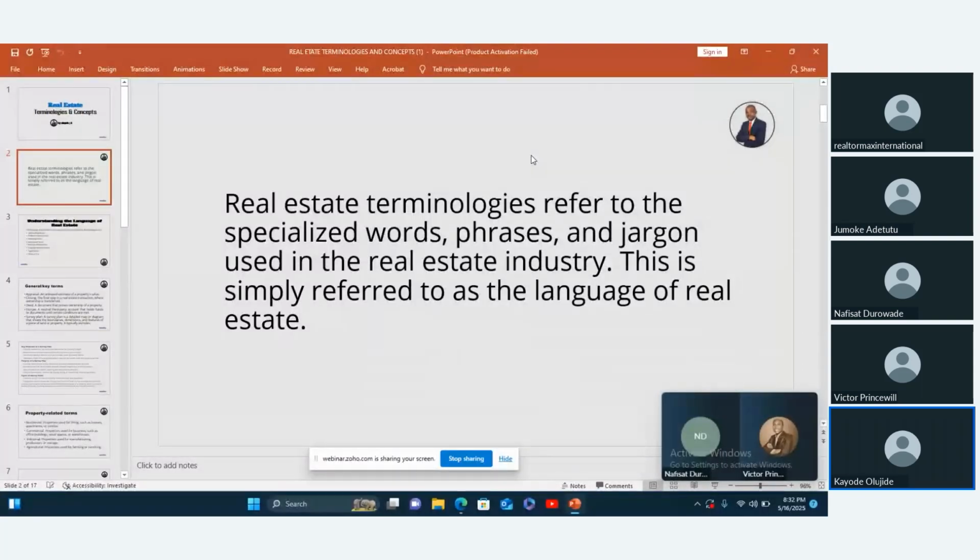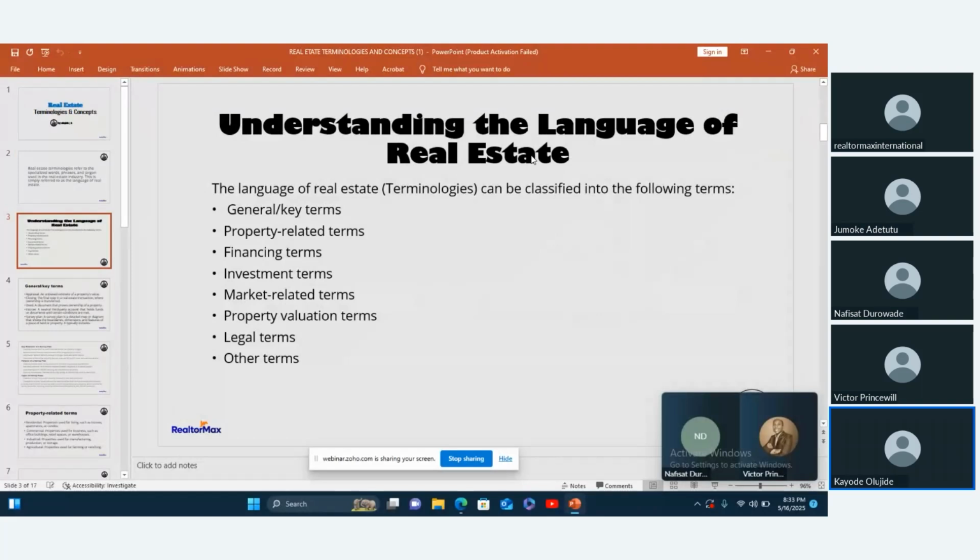For every profession, there is always a language. If you are into the accounting profession, you will be hearing some words like contract entry and so forth. If you are close to a medical practitioner, you'll be hearing some words that might not really be understood. I'll be looking at these specialized words and phrases that can be called jargons in the real estate industry. Understanding the language of real estate.